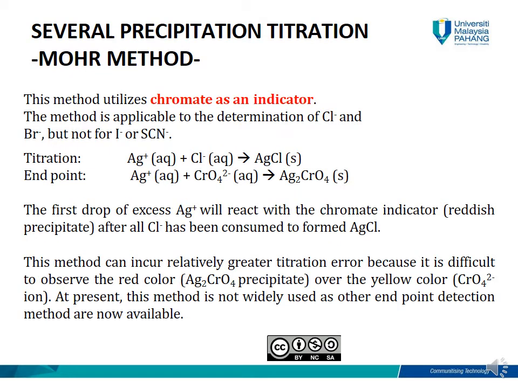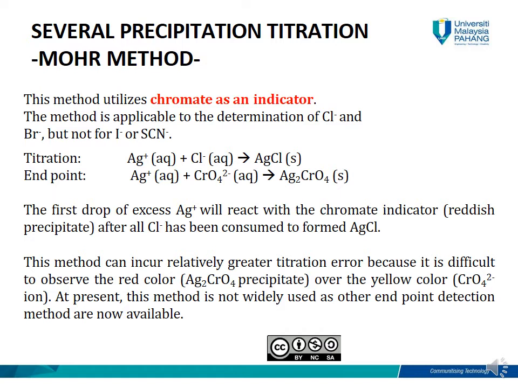For the Mohr method, your analyte is the chloride ion or the halogen ion, and this method utilizes chromate as an indicator. The method is applicable to determine chloride ion and bromide, but not iodide or thiocyanate. SCN minus is thiocyanate.